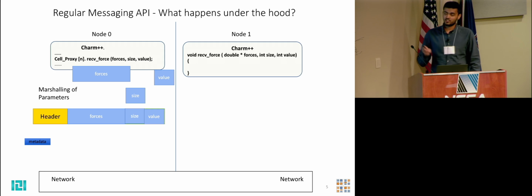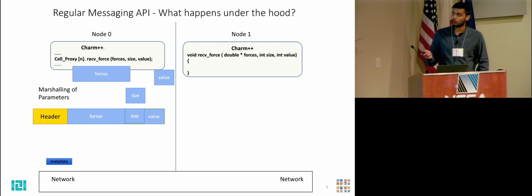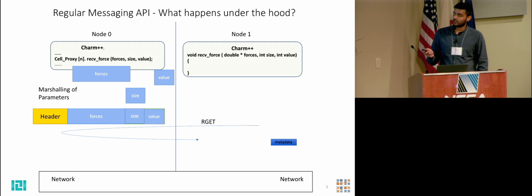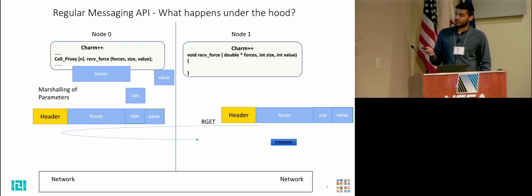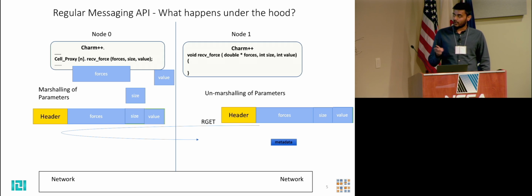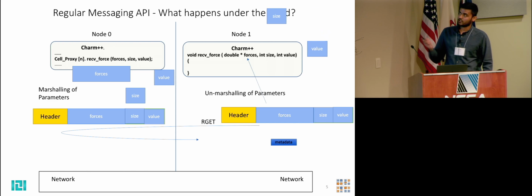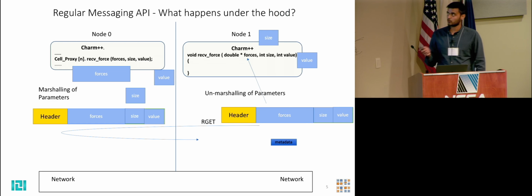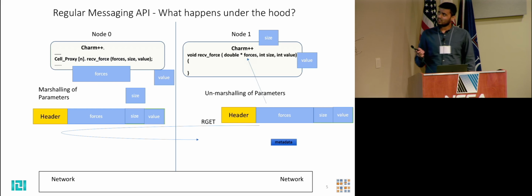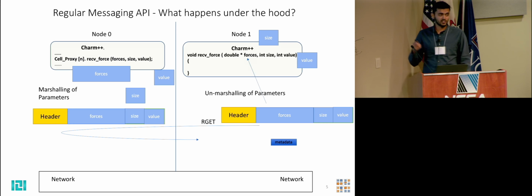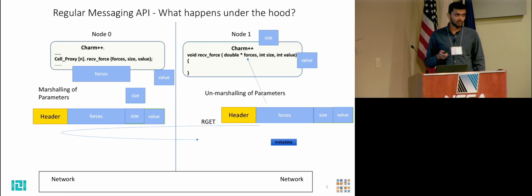So in this case, since it's a fairly large message, we send the metadata over to another remote process, and using the metadata, the remote process performs an RGET, and then you get the entire message, and then we unmarshal the parameters, where smaller parameters are copied onto values and passed to the entry method, and larger buffers like forces, in this case, the pointer is passed to the entry method. So what we see in this case is there is copying on the sender side, where forces, being a really large array, is copied onto the message.